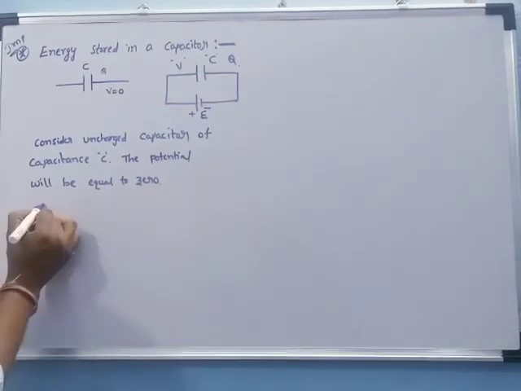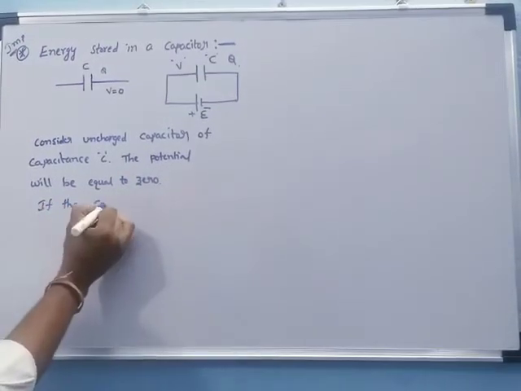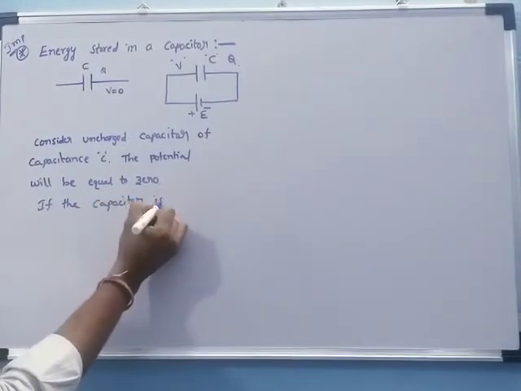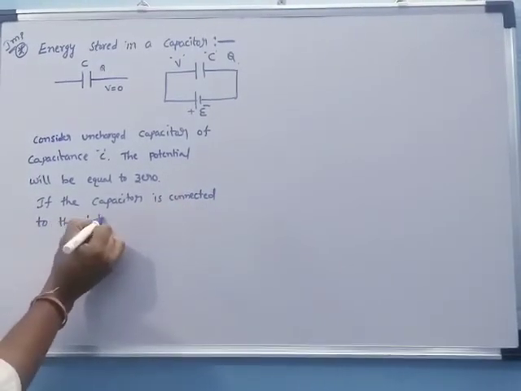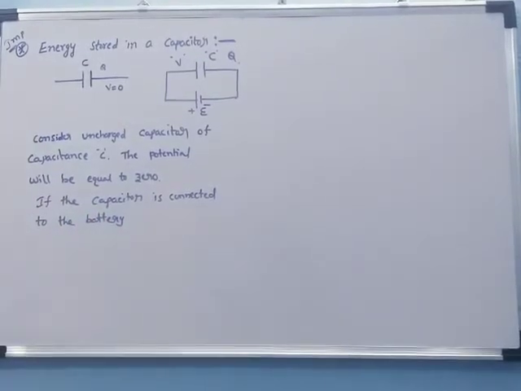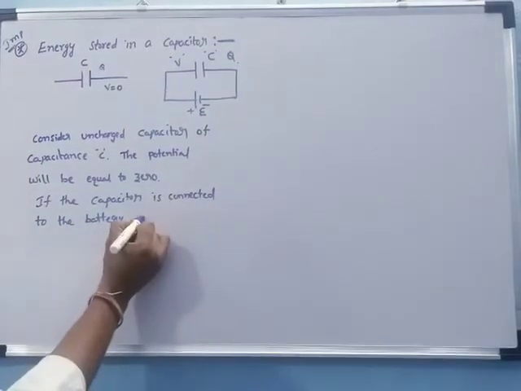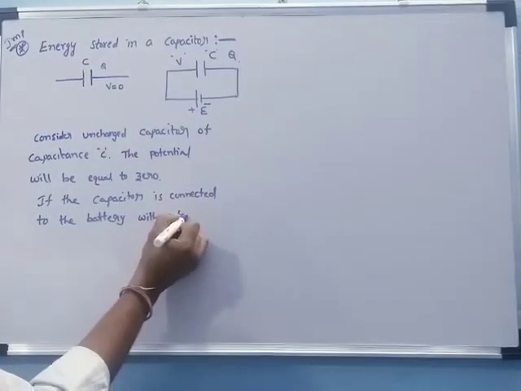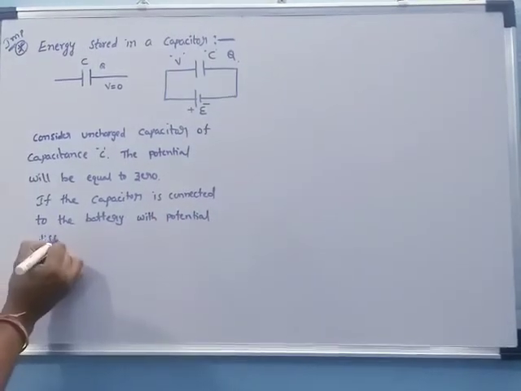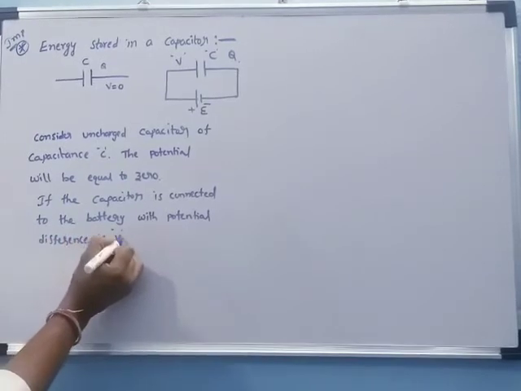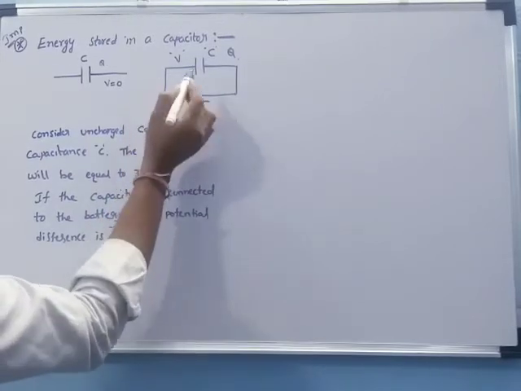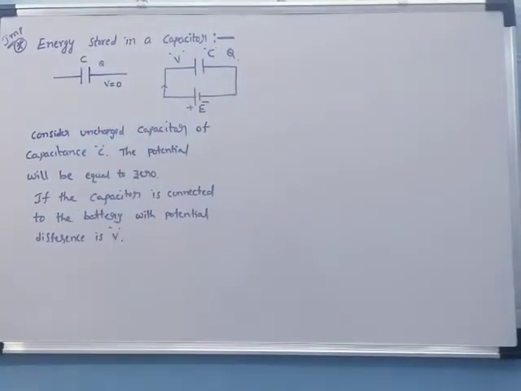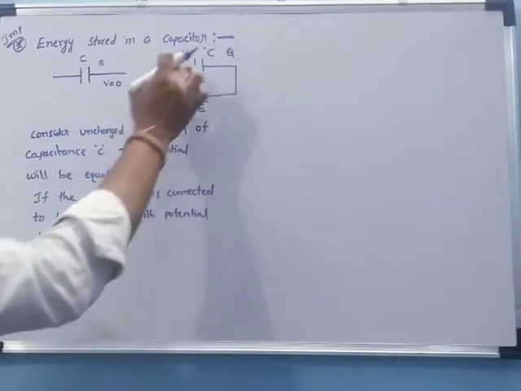If the capacitor is connected to the battery, the potential difference is V, the charge is Q, and the capacitance is C. Now when it is connected with a battery, it is charging. The capacitor starts to charge.